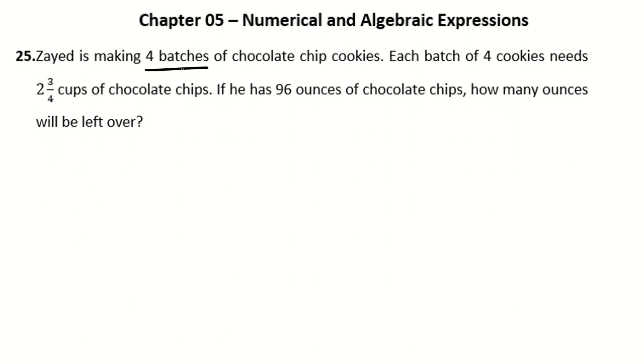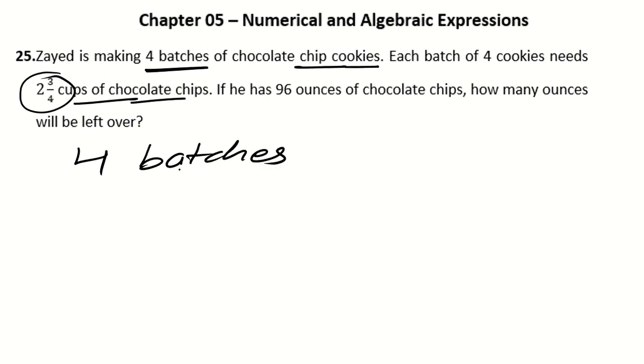Zayed is making 4 batches of chocolate chip cookies. Each batch of 4 cookies needs 2 whole 3/4 cups of chocolate chips. Now you will have to be very, very careful with everything. What are we going to do? We are going to make 4 batches. And one batch contains 4 cookies. See, each batch of 4 cookies. So 4 batches will have 4 multiply 4 cookies.